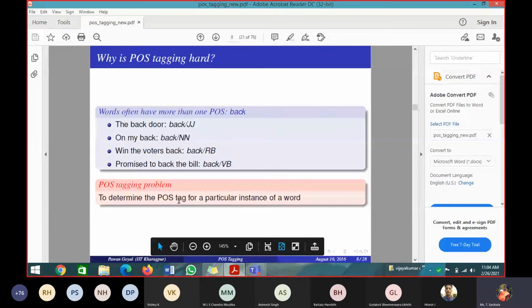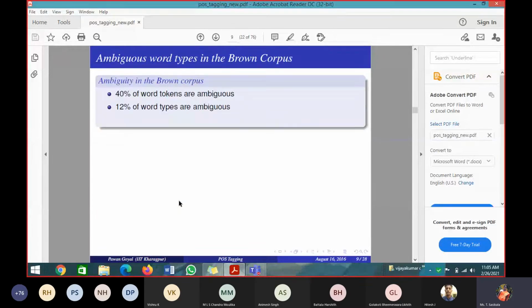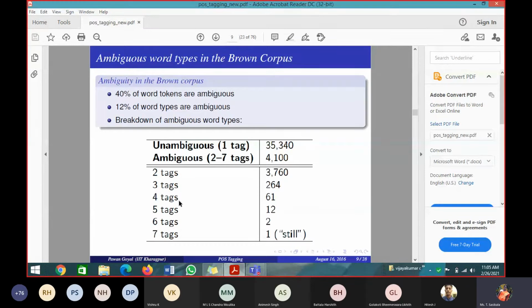Okay. To determine the POS tag for a word, what is the tagging problem? We have to determine the POS tag for a particular instance of a word. They have taken the Brown corpus, analyzed it, and done research, and they found that 40% of the tokens are ambiguous.